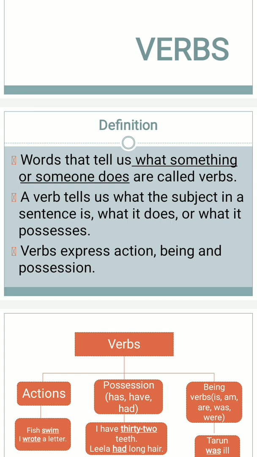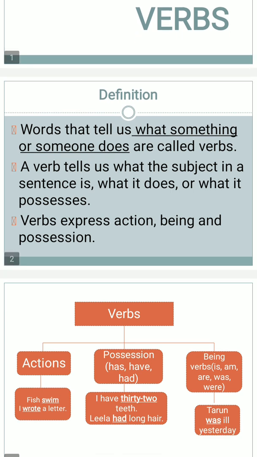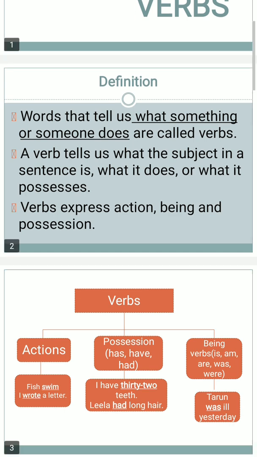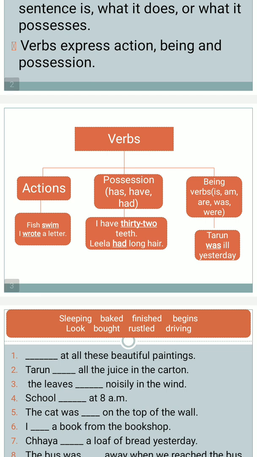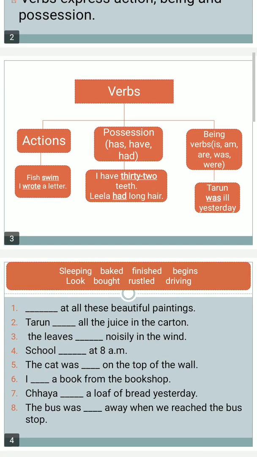Verbs tell us about three things. The first one is action, the work that is being done. Being means is, am, are, helping verbs, and possession means what it is having. Now we will have a look at the three things. Possession means has, have, had. Being verbs mean is, am, are, was, or were, telling the time when the action is being performed or was performed.